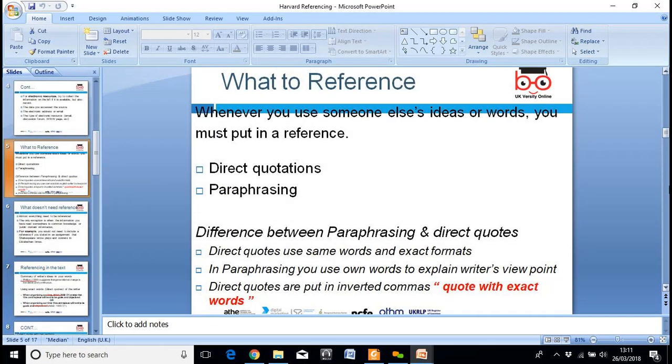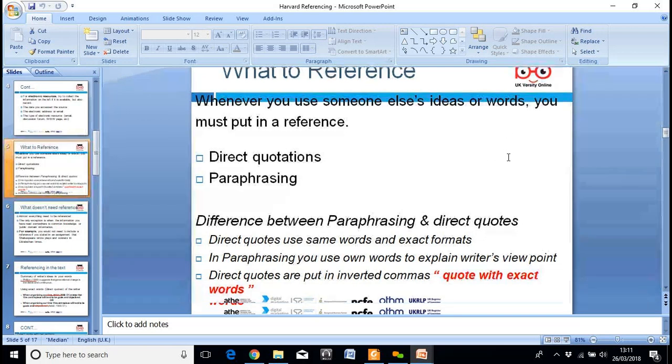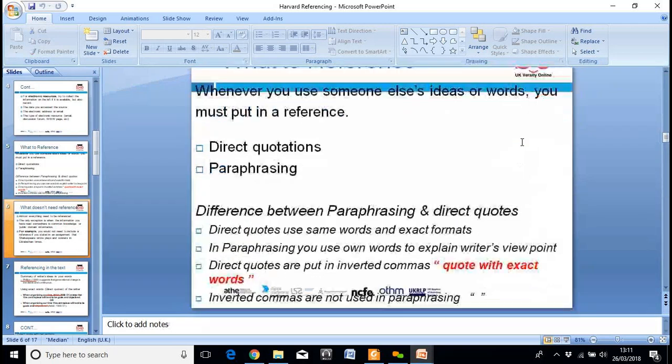Again, what to reference. Whenever you use somebody else's idea or words, you must put in a reference. They can be direct quotations or paraphrasing. And this is the difference between paraphrasing and direct quote. Direct quotes use exactly the same words in exactly the same format. Paraphrasing, you use your own words to explain the writer's point of view. Direct quotes are put in inverted commas, quoted with the exact words, right? Inverted commas are not used in paraphrasing.